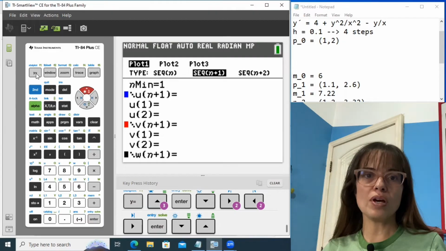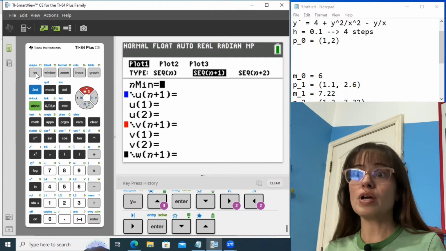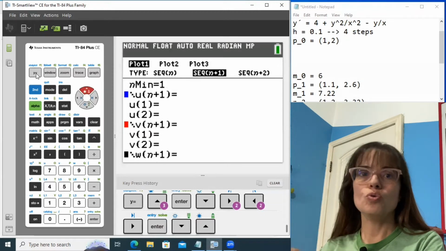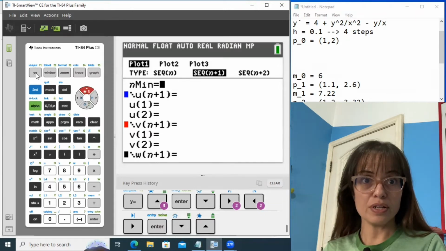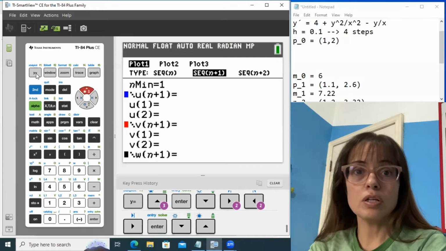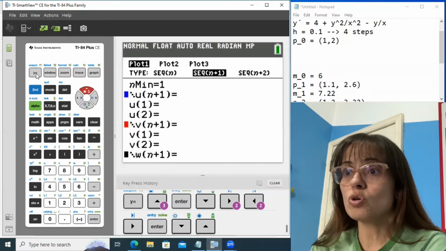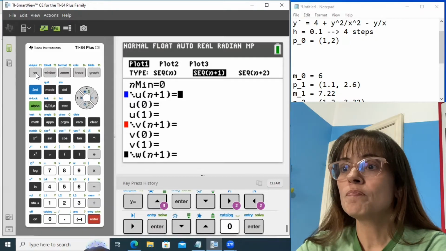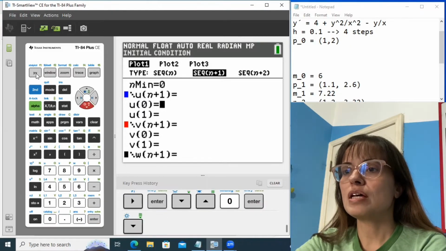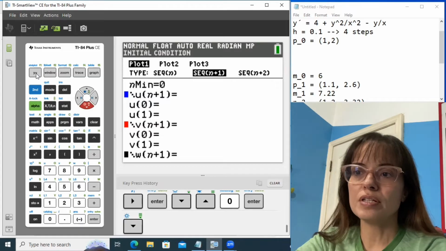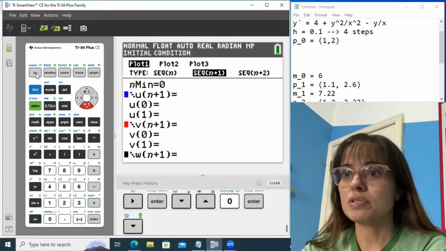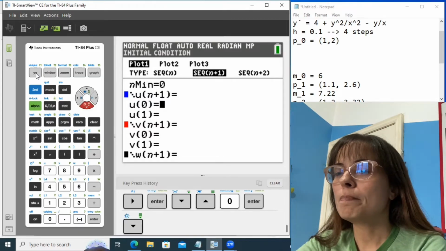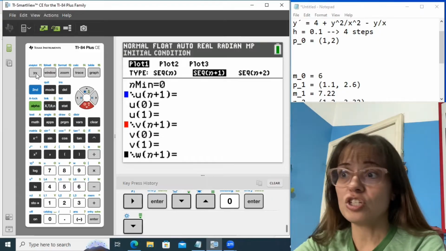We need to write that in a more general way with variables, and the variables are going to be these u and v that the calculator wants. So I started by calling my initial point P0, so I'd better say that the smallest n here is 0. And these variables that he wants to use, u, v, and w, we're not going to use w right now. But unfortunately, we can't change their names.